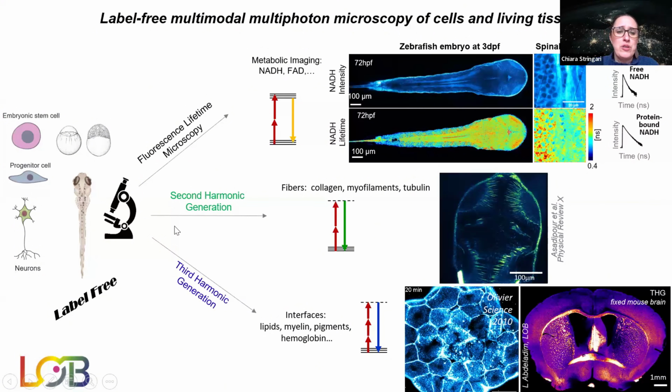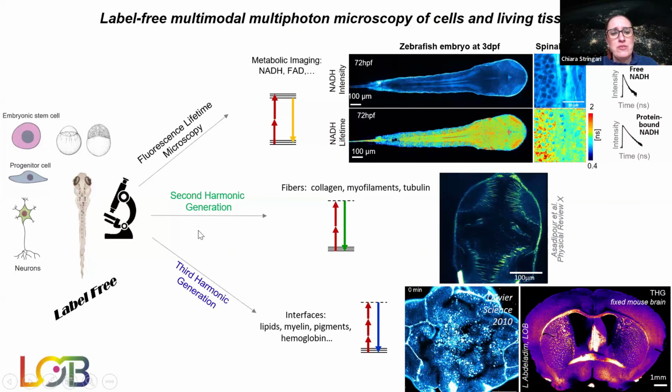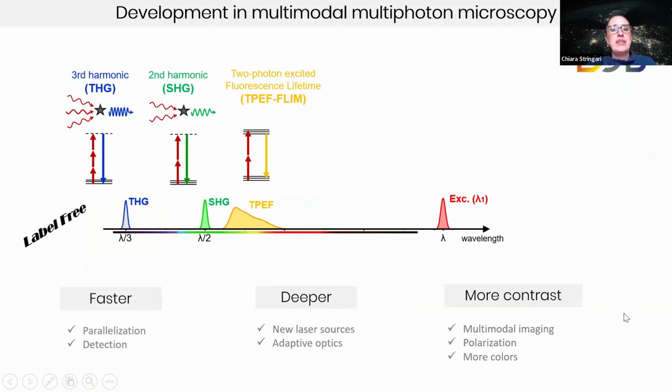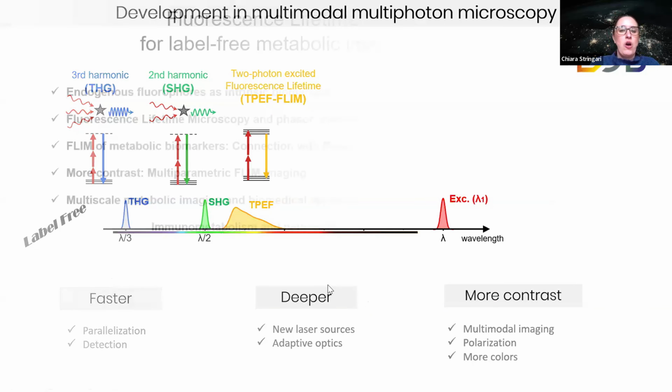But we are also working on coherent processes like second harmonic generation microscopy to visualize collagen, microtubules and tubulin label-free, and third harmonic generation to visualize water-lipid interfaces like, for example, myelin in the brain. What we're really doing at LOB is developing these tools and applications in biomedical sciences, and pushing this technology to go faster, deeper, and also to add contrast.